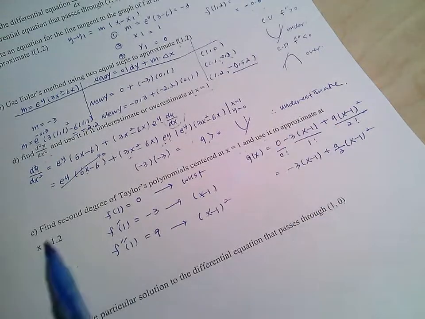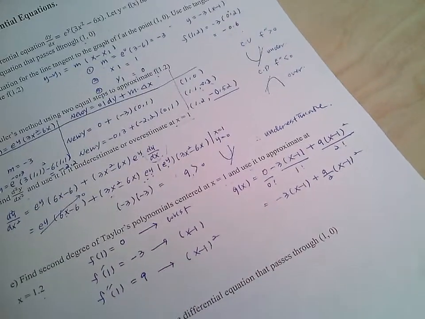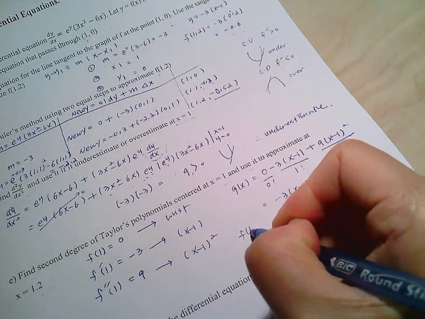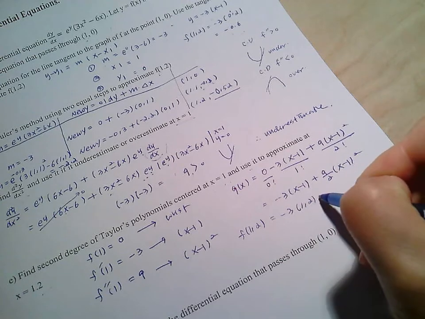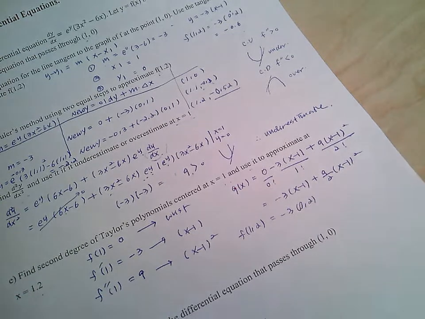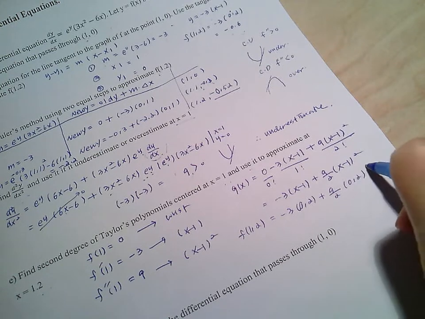It says use it to approximate x equals 1.2. So we can plug in 1.2. So let me plug in 1.2. Negative 3 times 1.2 minus 1, which is 0.2, plus 9 over 2 times 0.2 to the second power.